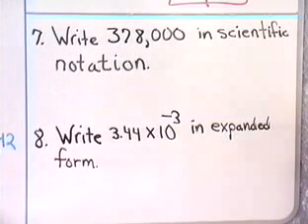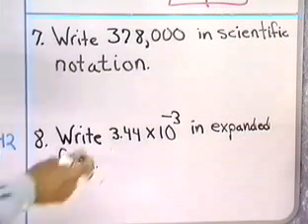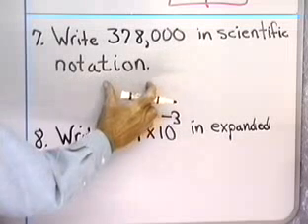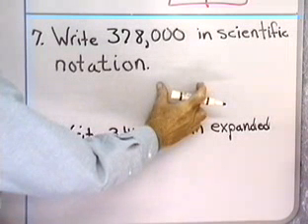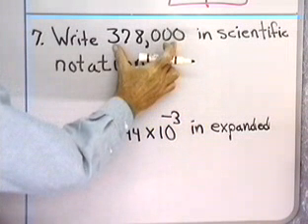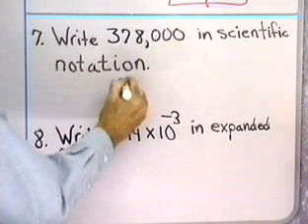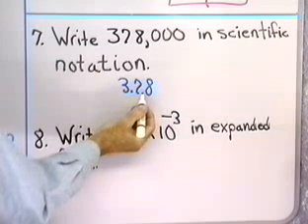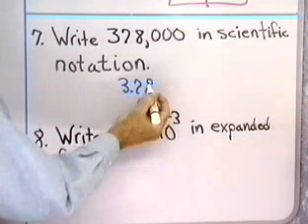I want to write 378,000 in scientific notation. Scientific notation requires that we rewrite our number as the product of a number between 1 and 10 with a power of 10. So if I change this to a number between 1 and 10, I'm going to have to put the decimal point right here, 3.78. That's a number between 1 and 10.